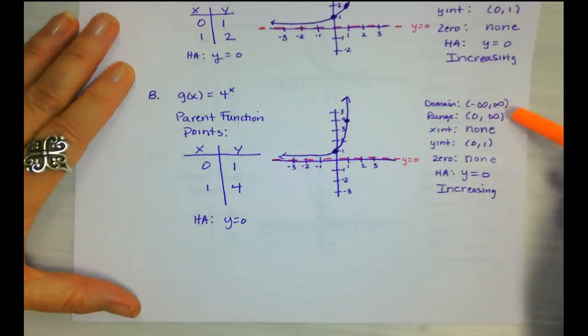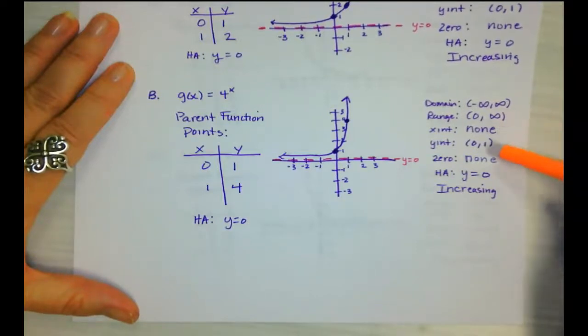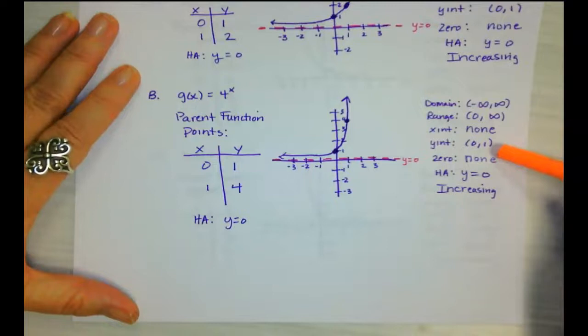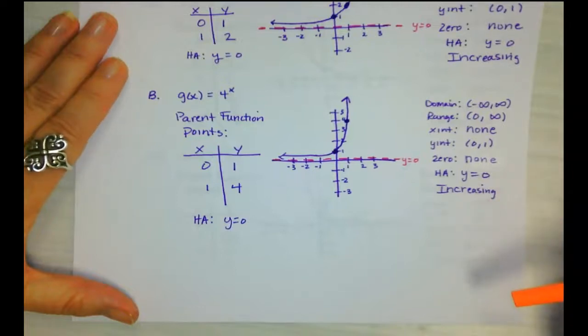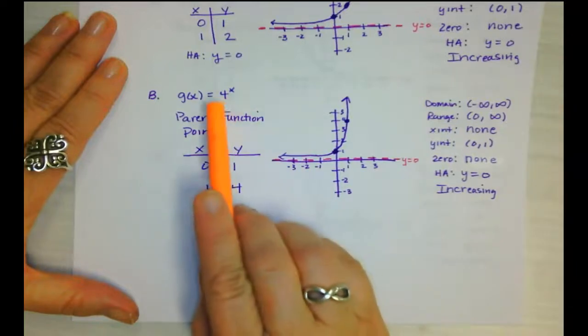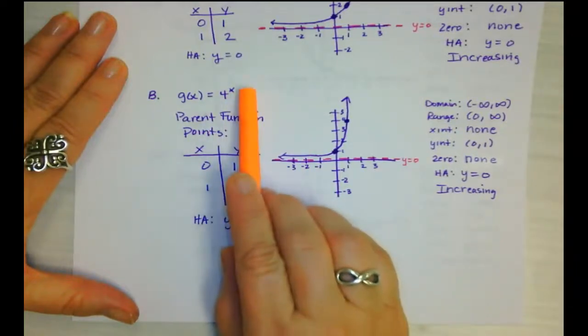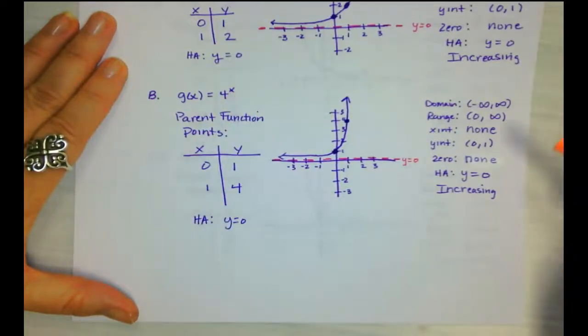So notice over here, nothing's changed. It's still negative infinity to positive infinity for the domain. It's still 0 to infinity, not including 0, for the range. There's still no x-intercept. There's still a y-intercept at 0, 1. There are no zeros, a horizontal asymptote, and it's increasing. So all of the exponential parent functions, because there could be an infinite number of them, anything that's just in the form of a base number to the power of x could be considered a parent function, should all have similar characteristics.